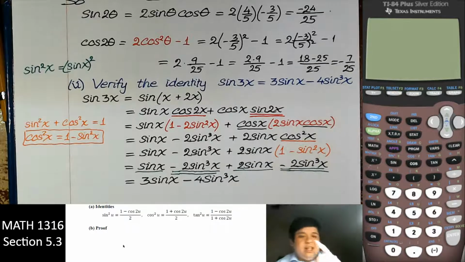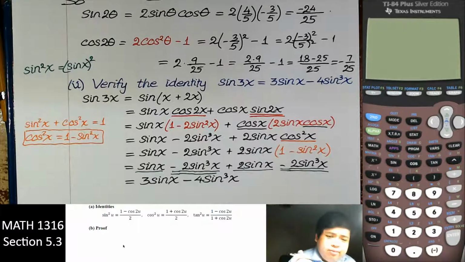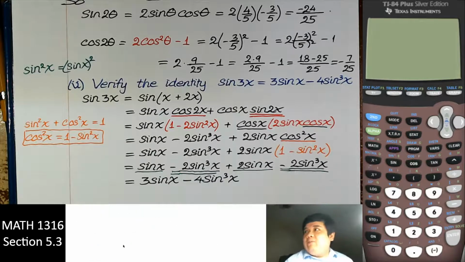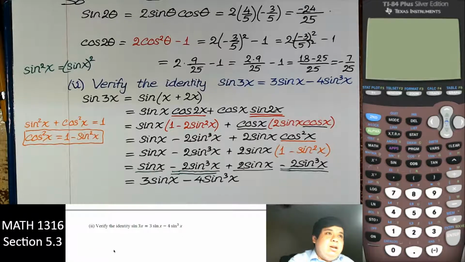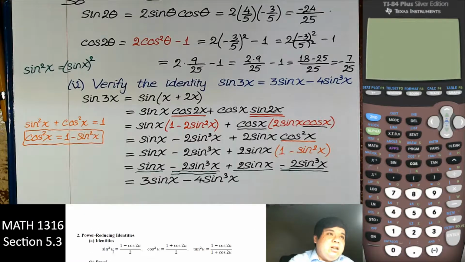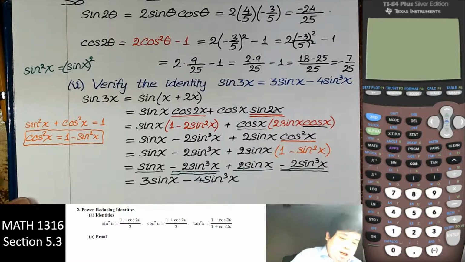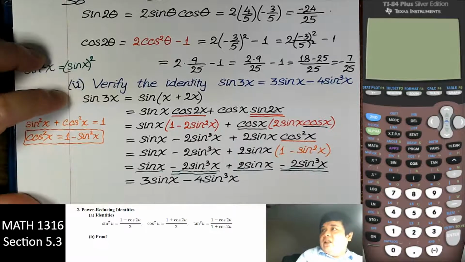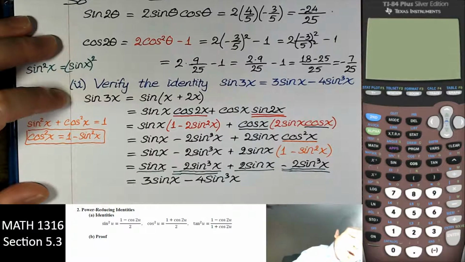Now, what's next? It's not even in the title. It said power reducing identities. So the title is double and half angle. However, this is very important. Not right now, but when we get to calculus, this will probably be more common than the others. So what we call is power reducing.